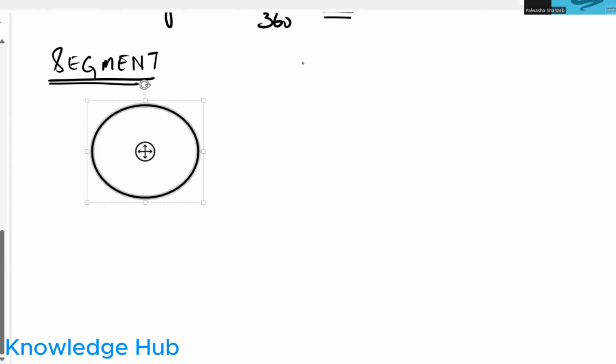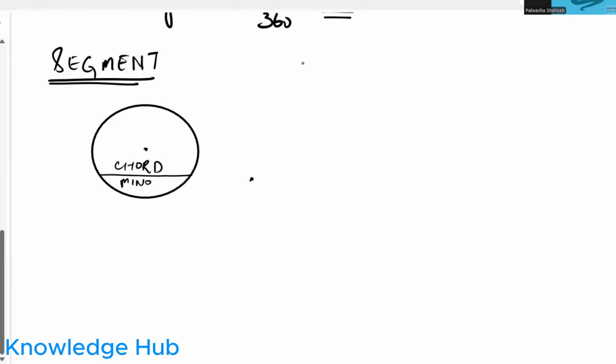So this is a circle, right? This is a circle. So if I draw this line, it's not the diameter because diameter always passes through a center. So it's a chord. A chord again divides a circle, but not into two equal parts. It divides a circle into two parts, right? So we got two segments in this way.